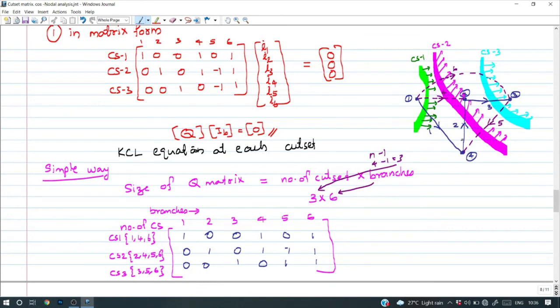What is the orientation? Corresponding to 3 and 6, it is positive. Corresponding to 5, it is negative. So this is the simple way to build the Q matrix. Anyway, the relation is Q into IB is equal to the null matrix. Q matrix into the branch current matrix is the null matrix. So that is the relation. If you need to find the Q matrix alone, you need to use this relation.